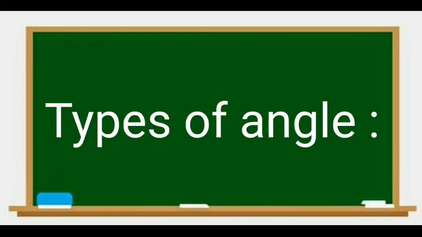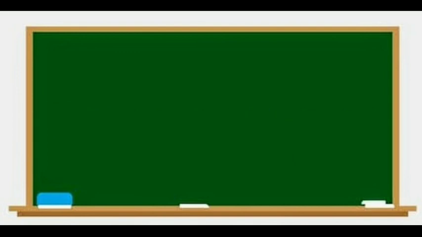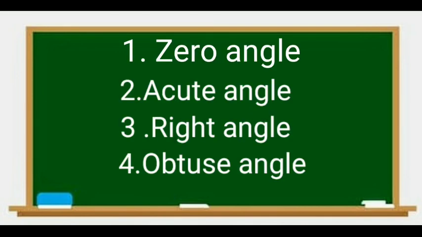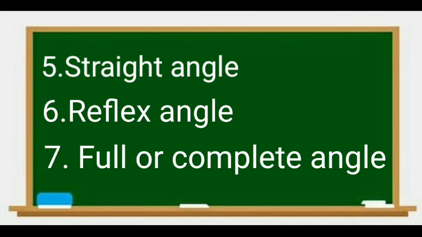Now we will study the types of angle. Number 1, zero angle. 2, acute angle. 3, right angle. 4th, obtuse angle. 5th, straight angle. 6th one, reflex angle. And last, full or complete angle.